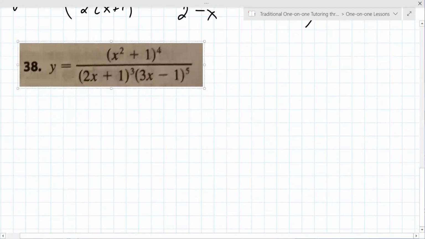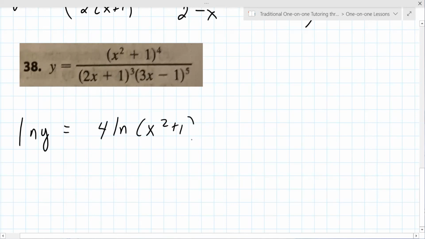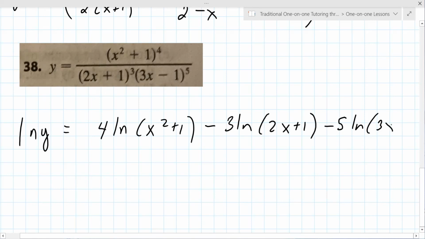So let's do this one together. On the left, it's natural log of y. You are taking the natural log of the right, and it becomes 4 natural log x squared plus 1. You bring that out in front, minus 3 natural log 2x plus 1, minus 5 natural log 3x minus 1. If you can do this step where you break apart the log, you're going to really make it even better.